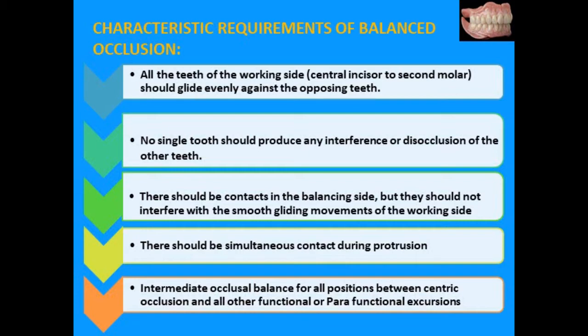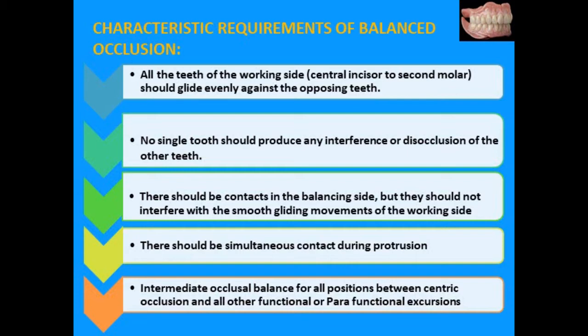So there should be simultaneous contact during protrusion also, and intermediate occlusal balance for all positions between centric occlusion and all other functional or parafunctional excursions. So there should be simultaneous contact, and this will help in better distribution of forces, thereby preserving the residual structures. So these are the characteristic requirements of balanced occlusion.